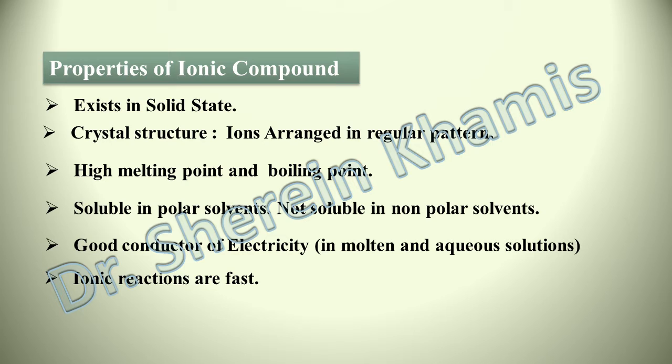The next one: ionic reactions are very fast, which makes them soluble and able to react inside the lab. The last one: they don't exhibit isomerism, as they don't have the ability to form another compound that is similar in properties but different in structure, or the converse. So ionic compounds have many properties, like the seven properties that we studied and mentioned before.